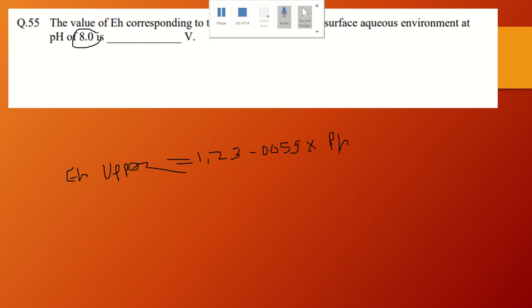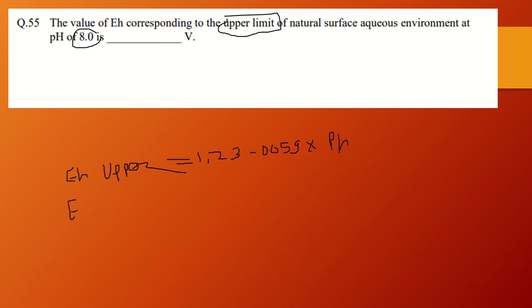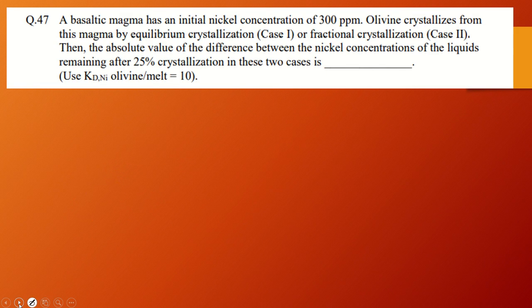Okay, and the formula for lower limit Eh, now it's time for the lower limit. It is 1.23, not only minus, 0.059 pH. So they can ask the lower limit this time. Now let us begin another question.